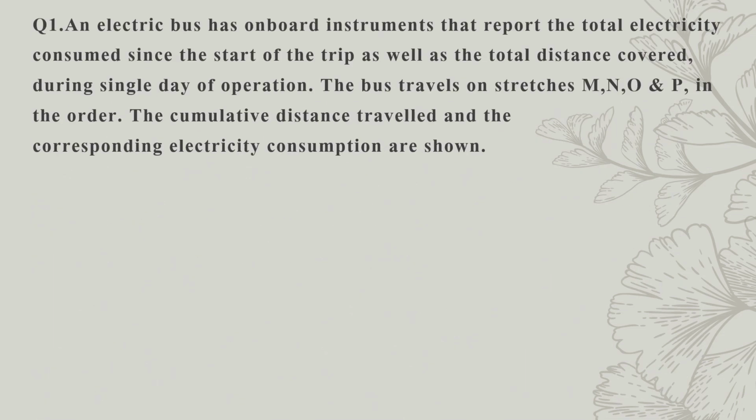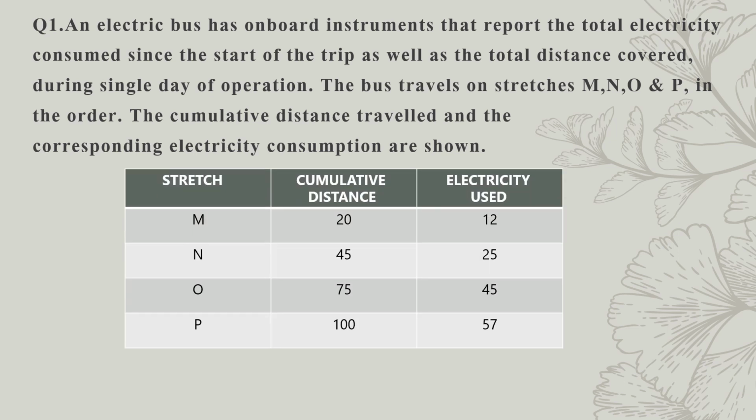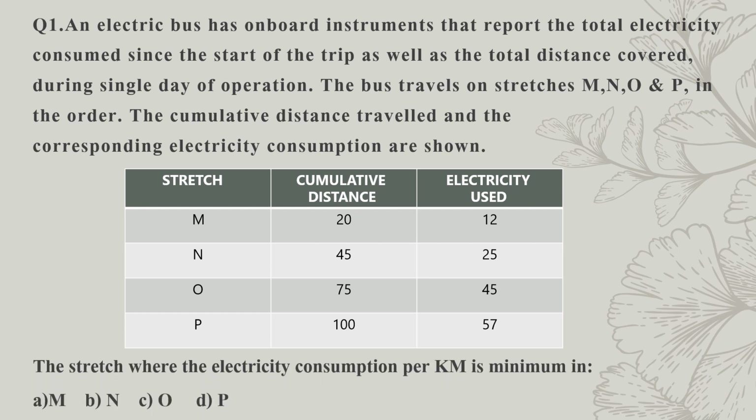An electrical bus has onboard instruments reporting the total electricity consumed since the start of the trip as well as the total distance covered during a single day of operation. The bus travels on stretches M, N, O and P in the order. The cumulative distance traveled and the corresponding electricity consumed are shown. So here are the stretches M, N, O and P, and for each stretch the cumulative distance and electricity used is given. So the question is: for which stretch is the electricity consumption per kilometer minimum?